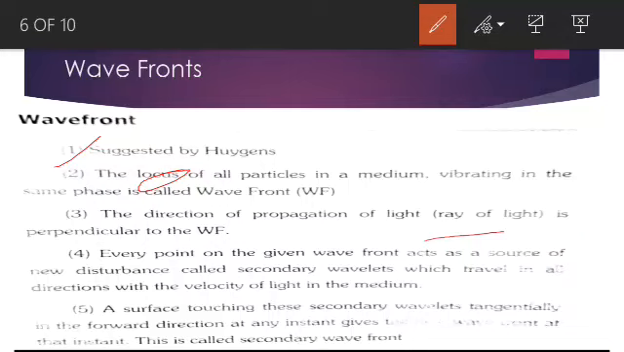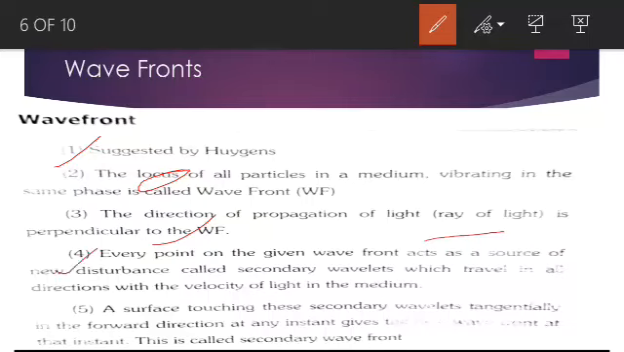If you are asked the definition of ray of light, then the definition will be: the line drawn perpendicular to the wavefront is known as a ray of light. The next point, the fourth point, of wavefront is that every point on the given wavefront acts as a source of new disturbance called secondary wavelet, which travels in all directions with the velocity of light in the medium.